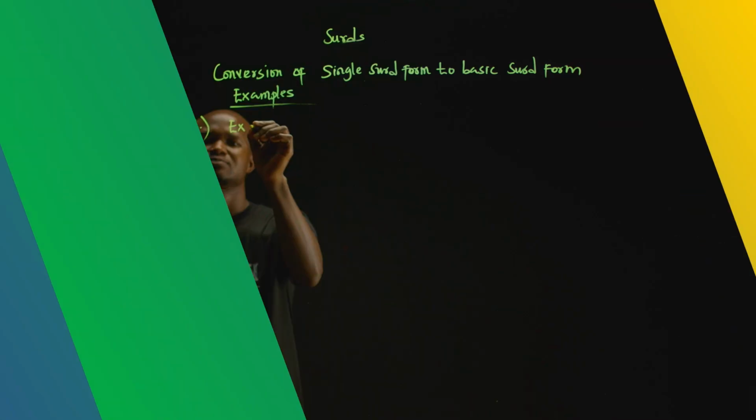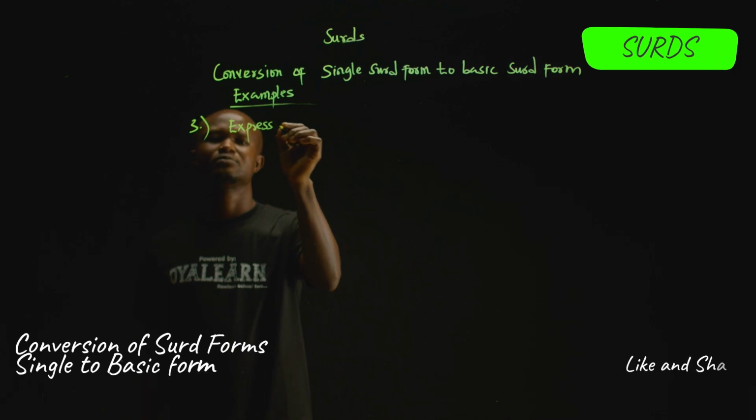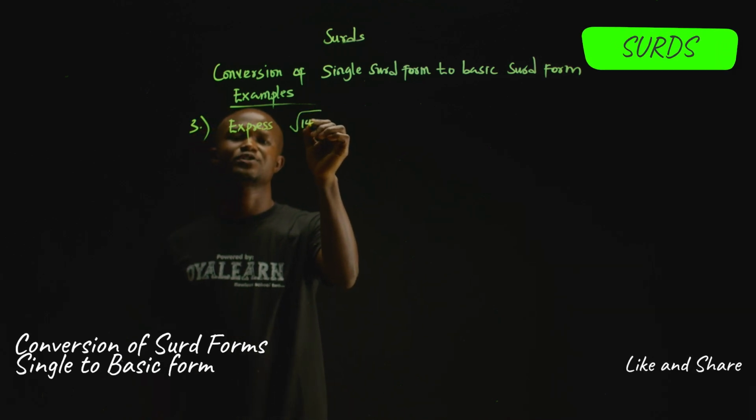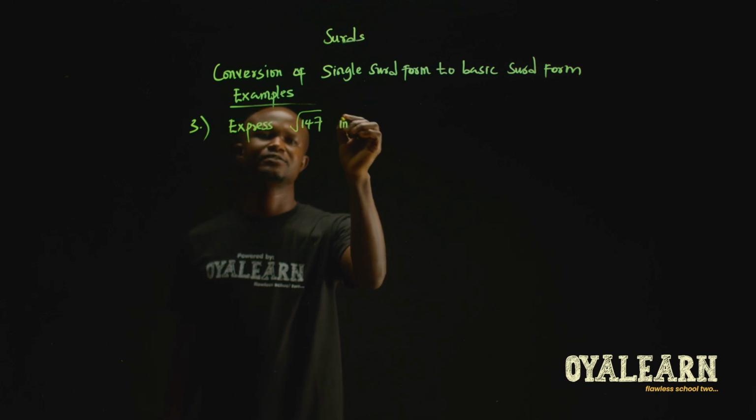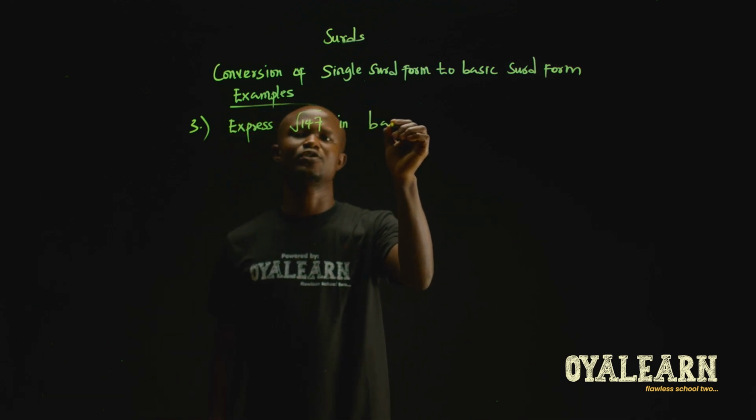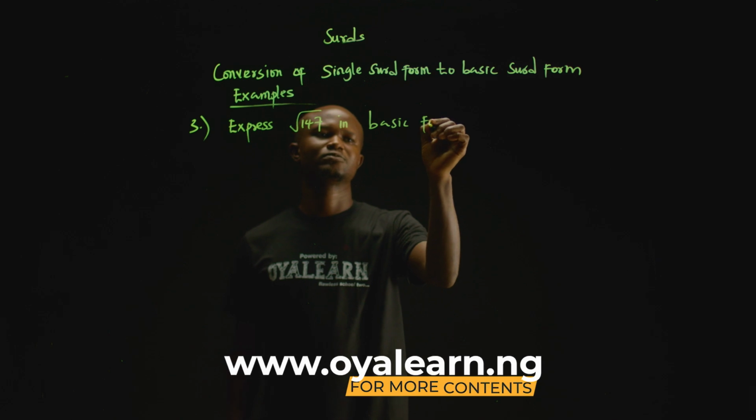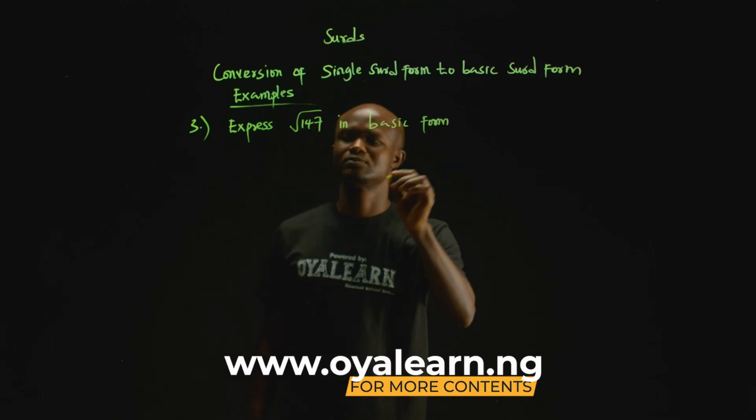Express the square root of 147 in basic surd form. Solution.